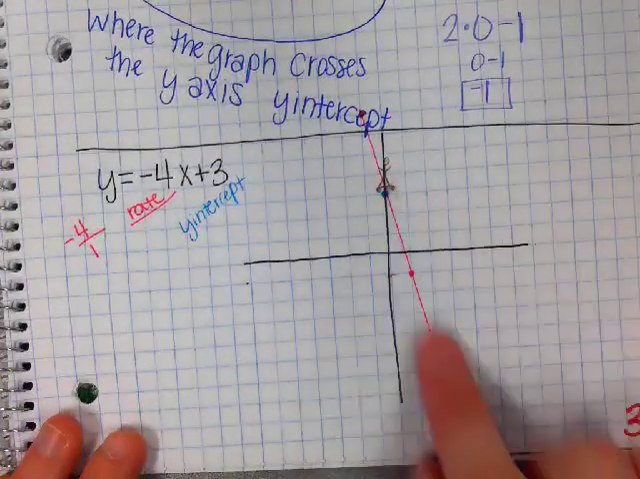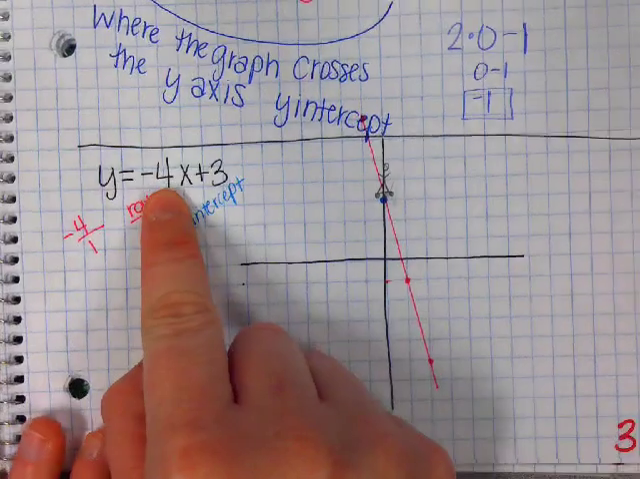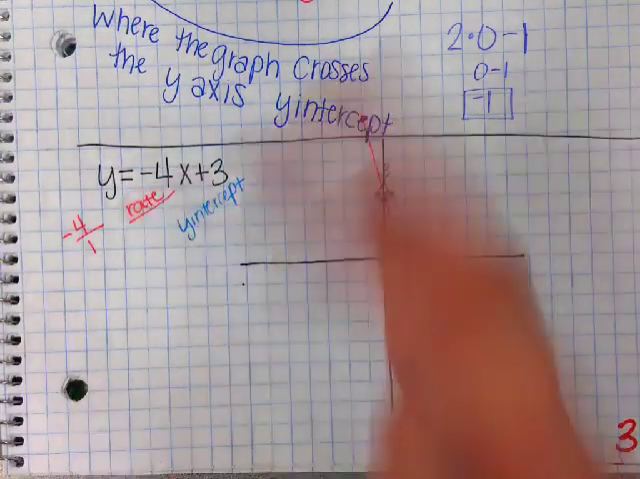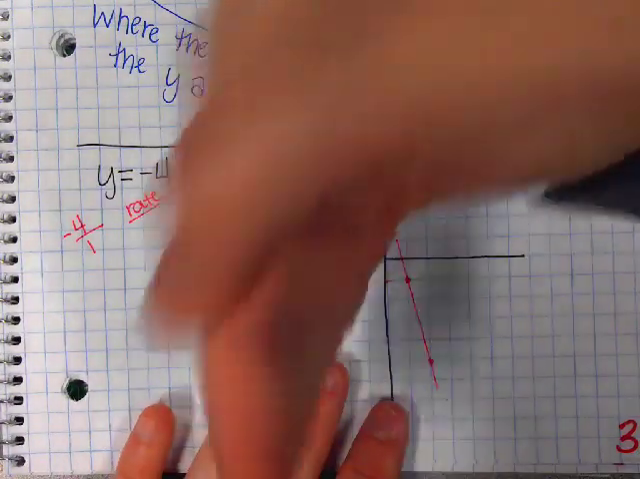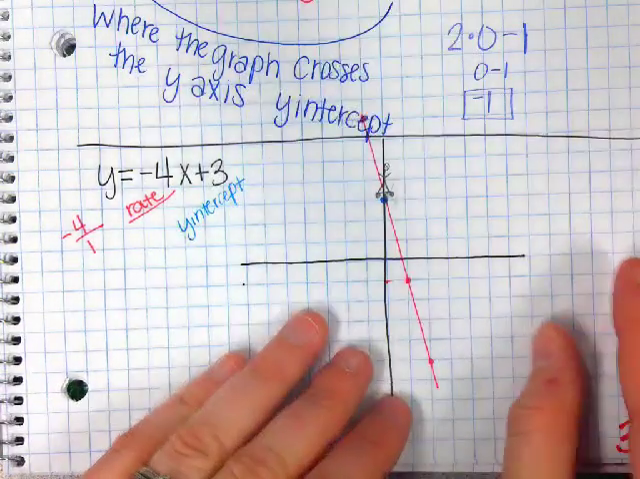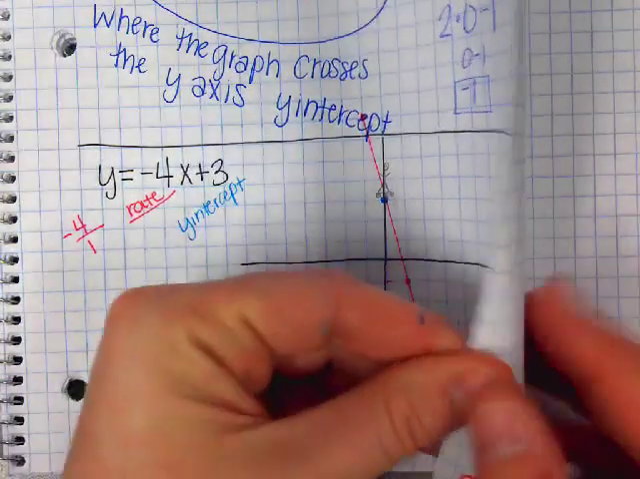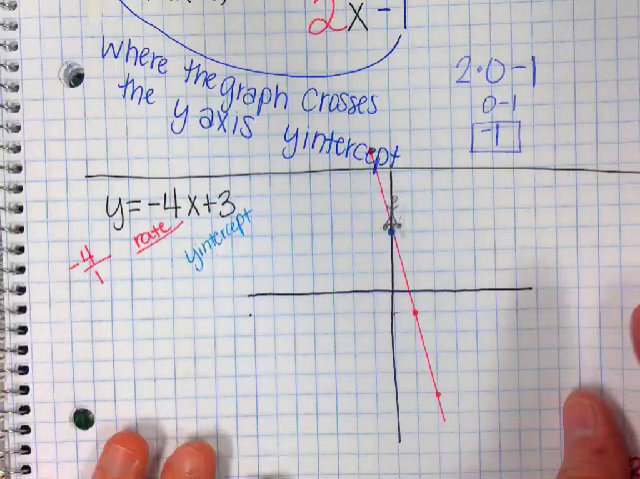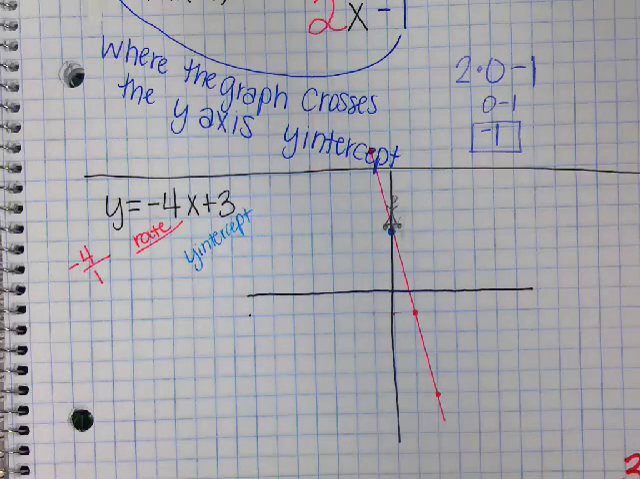So that is my equation. Notice this one is less steep than this one. Like this one's steeper because my rate is a larger number. Remember, the steeper the line, whether this way steep or this way steep, the number is larger.